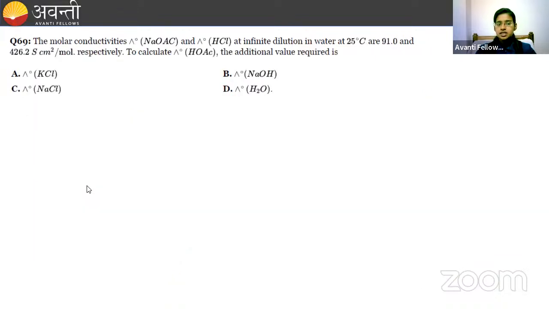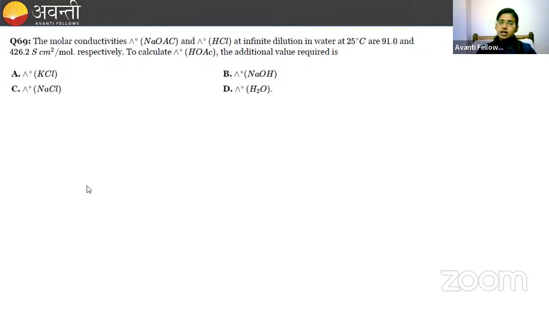Moving on to question number 69. The molar conductivities lambda naught for NaOAc and HCl at infinite dilution in water at 25 degrees Celsius are given as 91 and 426.2 Siemens centimeter square per mole respectively. To calculate the lambda naught of HOAc, the additional value required is.